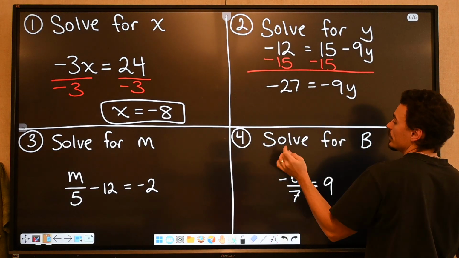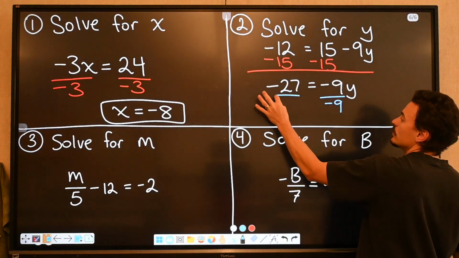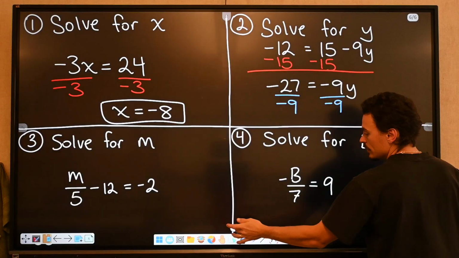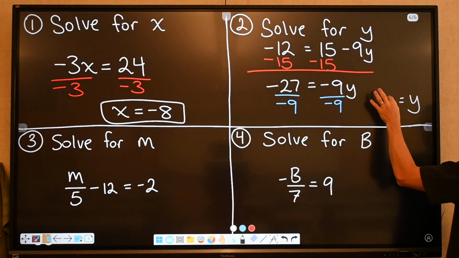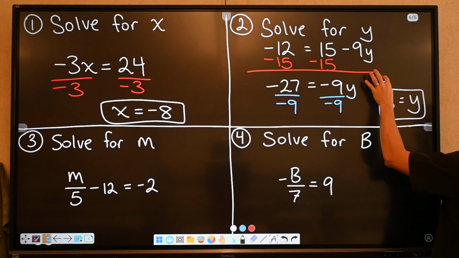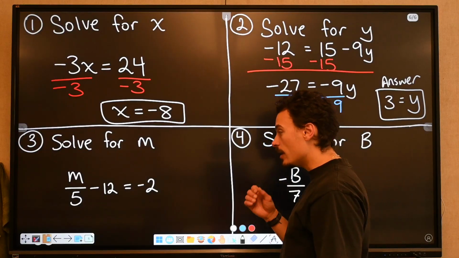Move that up a little bit here. Then we should divide by -9 on both sides. A negative over a negative is a positive. So I get y equals 3. Okay, y equals 3. All right.